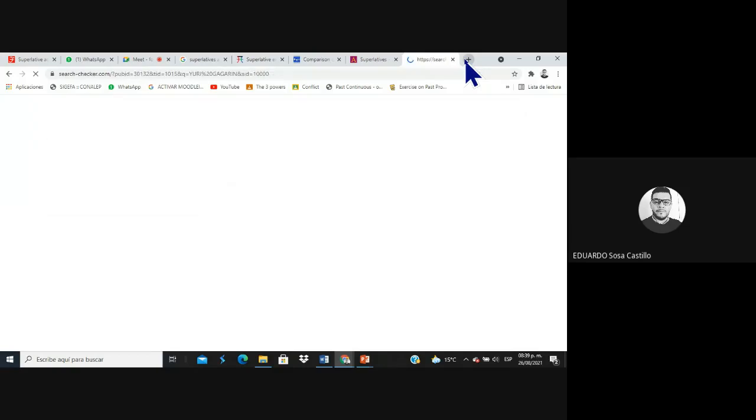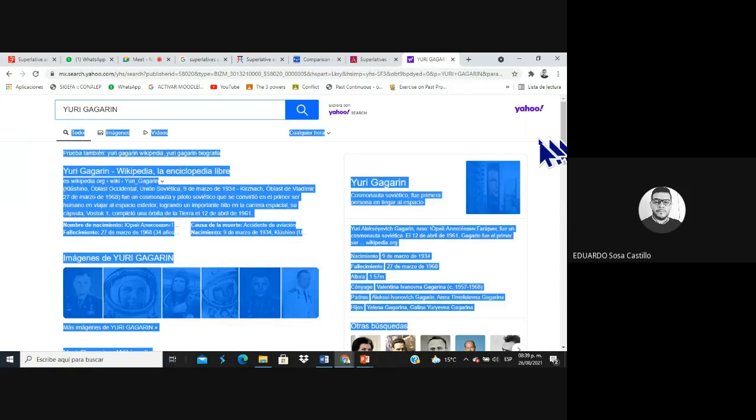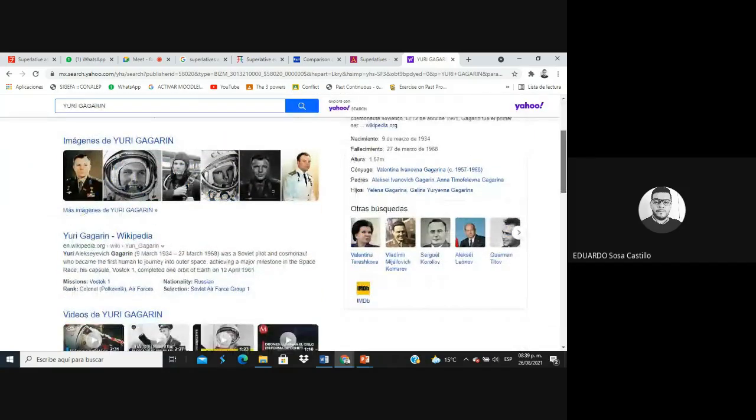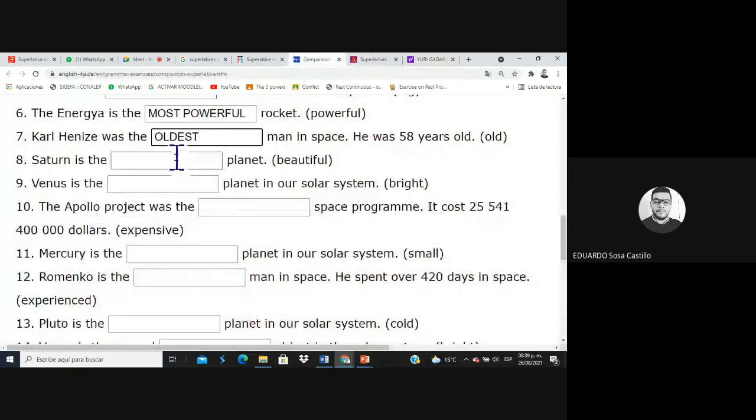It's a Russian guy, but in the USA they don't want to admit that he was the first man traveling to space. Yuri Gagarin. It's a man from Russia. In that moment it was the Soviet Union. So Yuri Gagarin was the first, not Neil Armstrong. But the United States wants to be the most important in everything, no? But okay, whatever. Continue, Jesus.